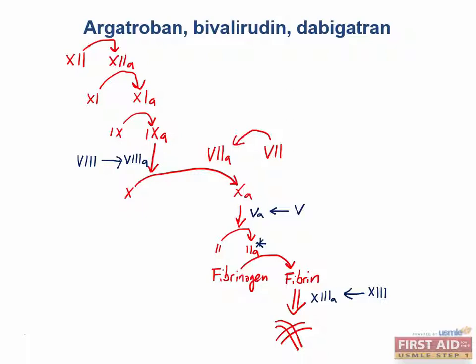These medications should be used in treating patients with heparin-induced thrombocytopenia who should not receive any heparin products after the diagnosis, but still require anticoagulation for their primary thrombotic pathology. One other direct thrombin inhibitor is Dabigatran, which is considered one of the so-called new oral anticoagulants, or NOACs for short.